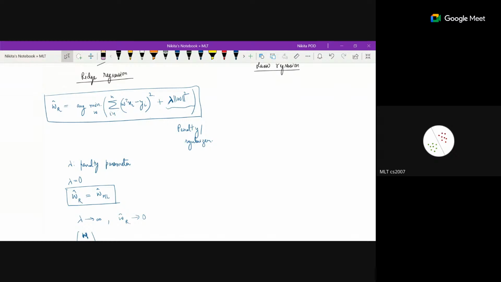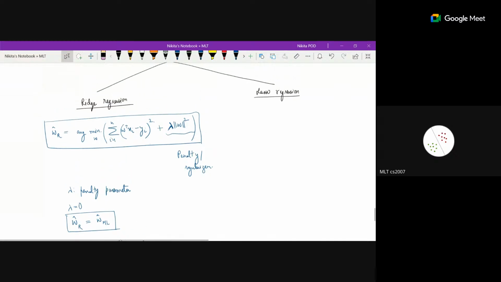But when we talk about lasso regression, what we are doing in this case is, let's denote W hat L is equal to argmin over W, sum over W transpose xi minus yi square plus lambda times the L1 norm, okay? L1 norm is what we are going to use. So i is varying from 1 to n.